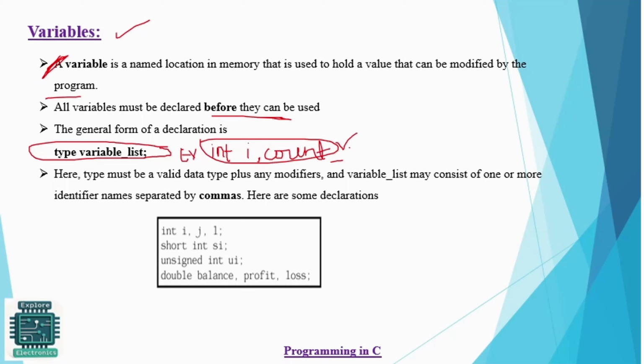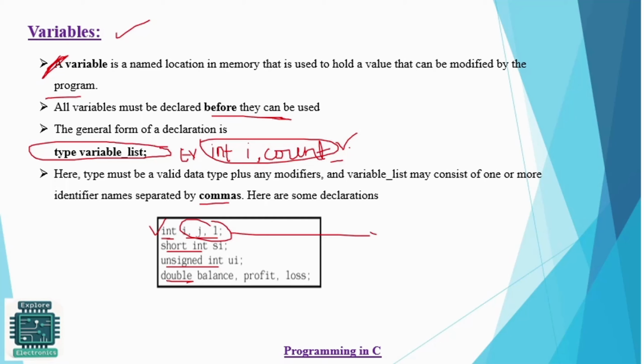Now type must be a valid data type plus any modifiers, and the variable list may consist of one or more identifier names separated by commas. Here you can see the example. Here int is a type, and i, j, l are the variable list. Short int is a type. Unsigned int, double. The underlined words are the type and the remaining are the variable list.